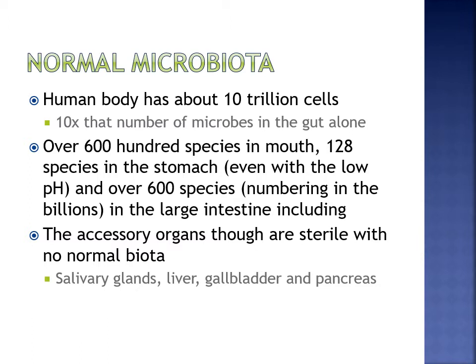So we have a ton of normal microbes in the digestive system, several hundred species in the mouth, and several even in the stomach, which we thought for a long time was sterile because it has such a low pH, such a high acidity. Turns out, nope, there are over 100 species that live there naturally. There are several species in the small and large intestines, and those are usually okay. But again, sometimes we get pathogens in there, and that's what makes us sick. Now, the accessory organs are sterile with no normal biota. So our salivary glands, our liver, our gallbladder, and our pancreas should not have microbes in them.